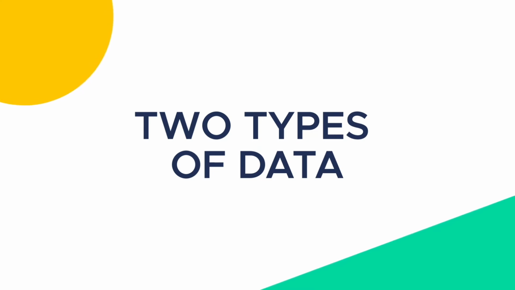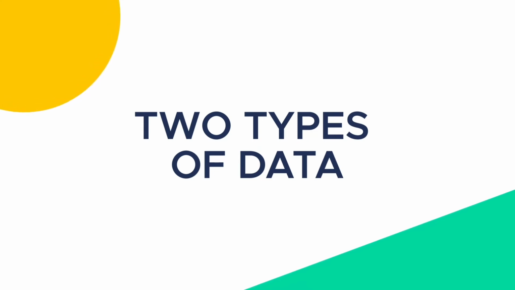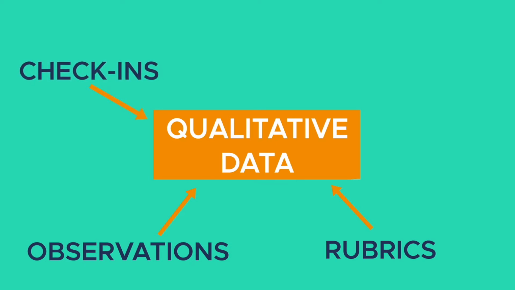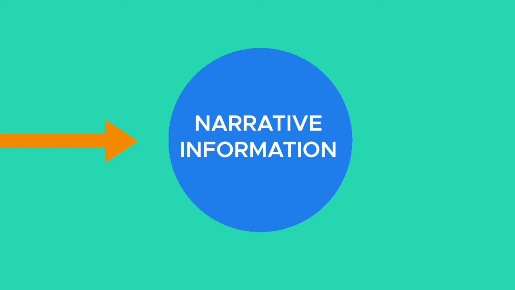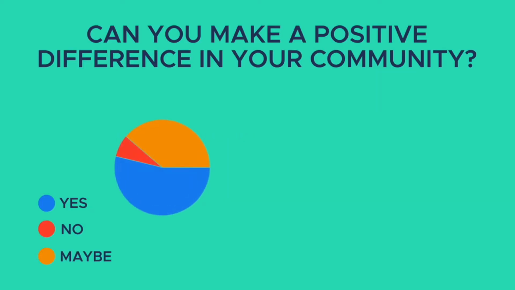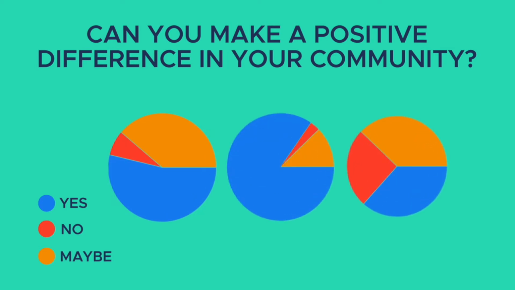There are two basic types of data. There's the descriptive kind or qualitative data, which we gather using rubrics, observations, check-ins, or reflection prompts. This gives us narrative information about our students' progress. Then there's anything we can count, like test scores or benchmarks. Statistics that show progress in figures and numbers.